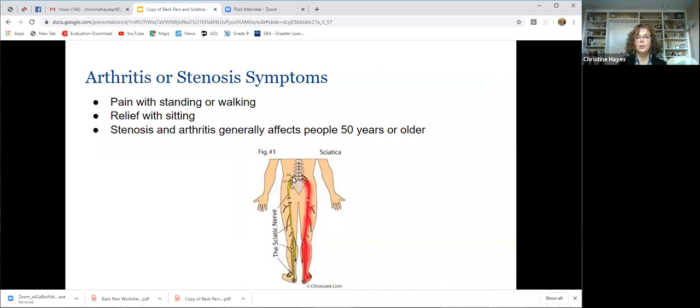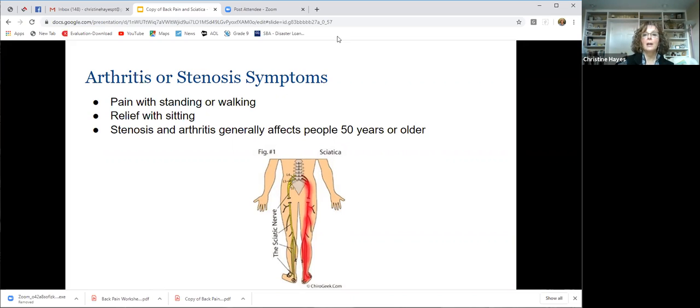So arthritis or stenosis symptoms: patients have standing and walking pain. Karen, you mentioned that. Relief with sitting, and it typically affects people 50 years of age or older, and it can go down one or both legs. So there's the sciatic nerve pathways, one or both legs.